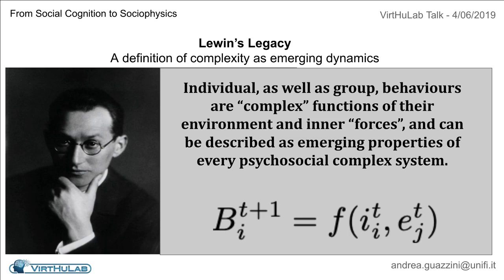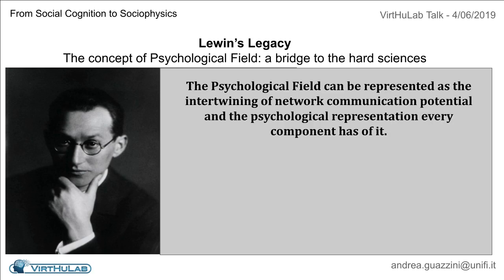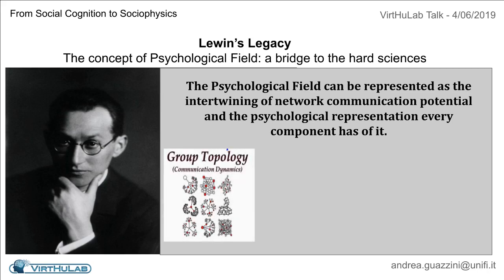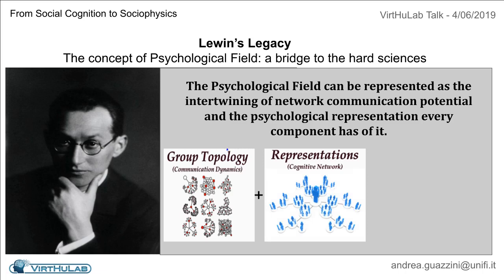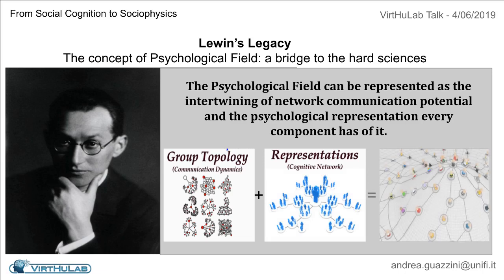The second fundamental contribution by Lewin is the concept of psychological field, which represents, using the words of Lewin, the result of the complex combination, so not just a sum, of the real structure of the group, in terms of communication potential, with every single psychological representation the group members have of the network, the group itself.